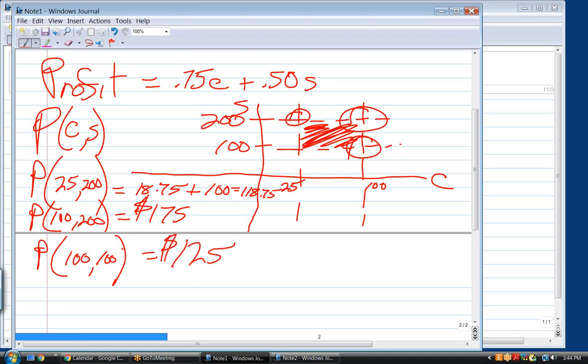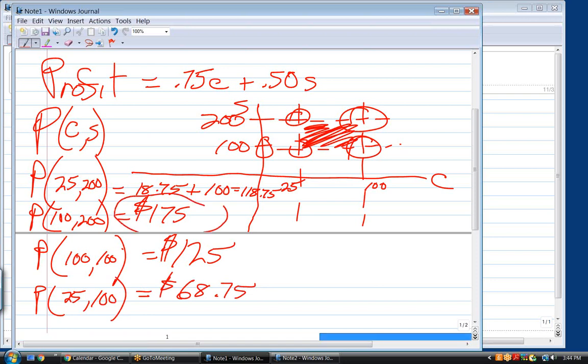So now we can just compare each of those answers. And if I do check this vertex right here, in other words, P of 25 comma 100, that ends up giving me 68.75. So clearly the best solution is to sell 100 candy bars and 200 sodas.